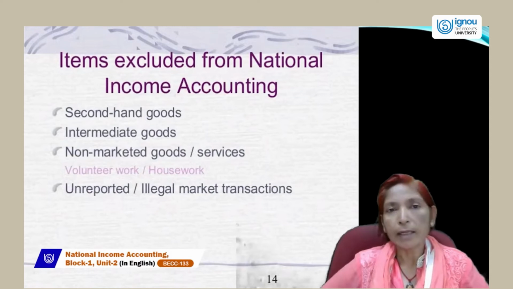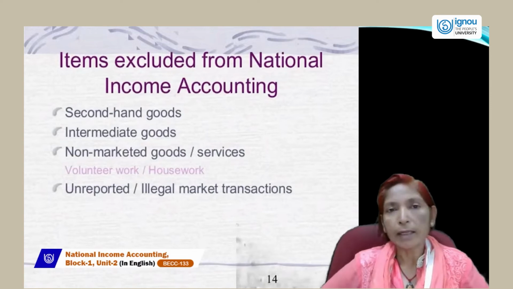Second is intermediate goods. Intermediate goods are not included in the estimation of national income because they also create the double counting problem. Non-marketed goods, the goods which are not sold in the market, which are provided by any individual person voluntarily, or household activities.